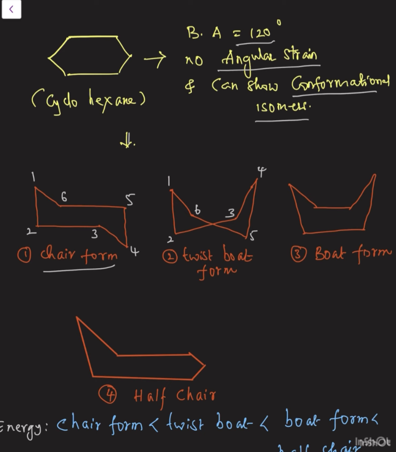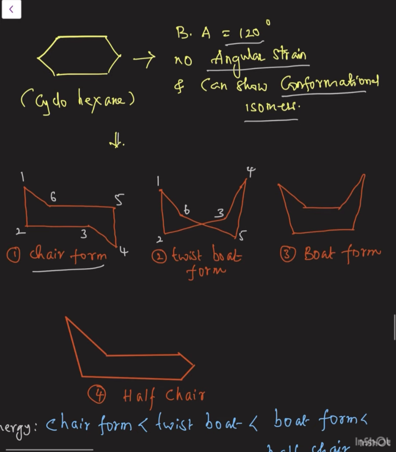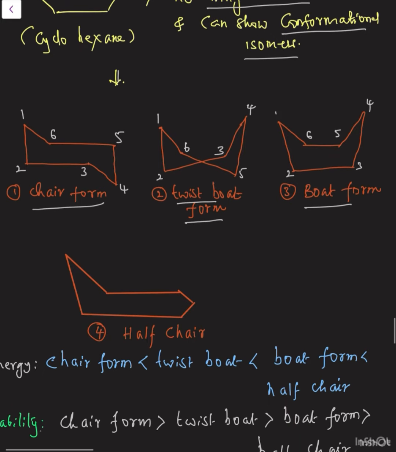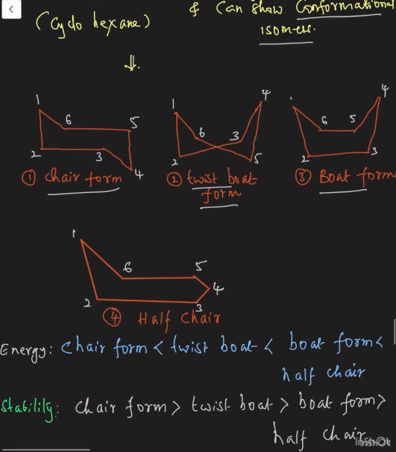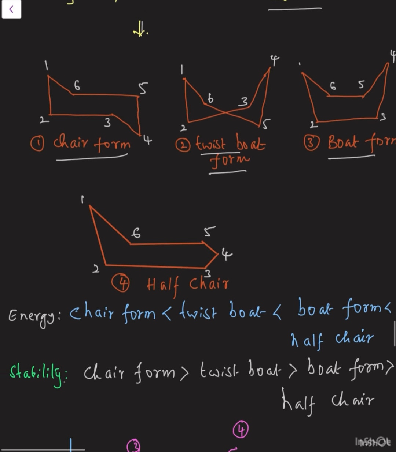Next, boat form. So this is the chair form, this is the twist boat form, and the third one is the boat form. Here also 1, 2, 3, 4, 5, 6, cyclic form only. And the fourth one is the half chair form, 1, 2, 3, 4, 5, 6, 6 carbons. So these are the four possible conformers of cyclohexane.